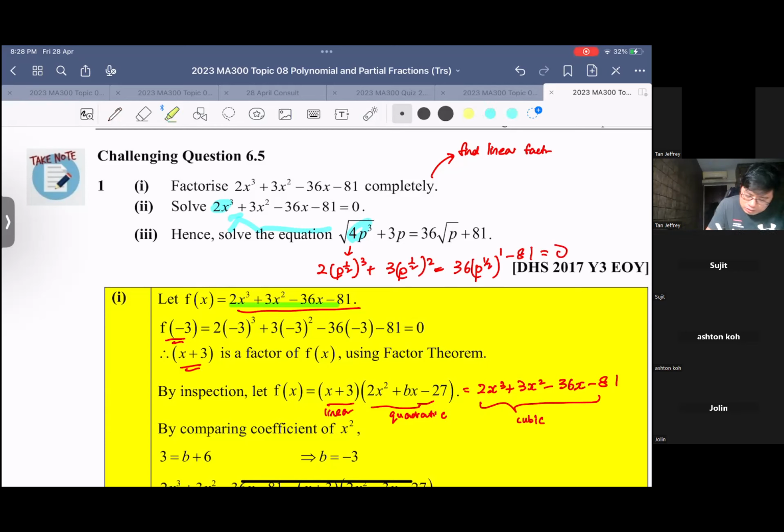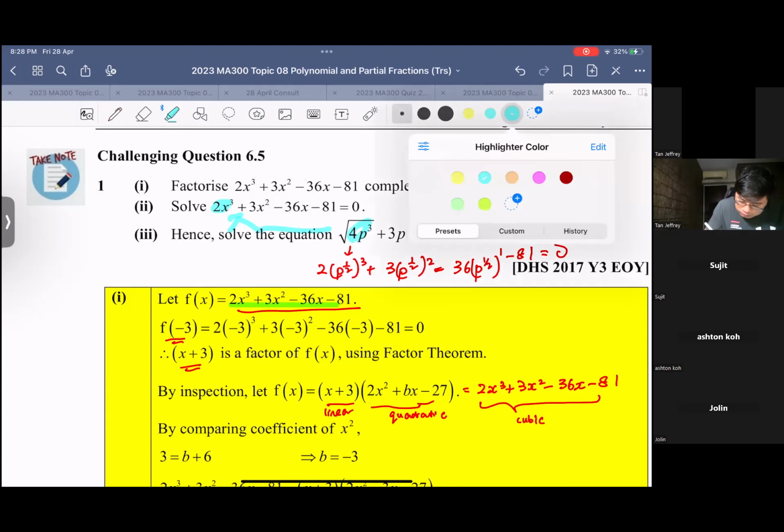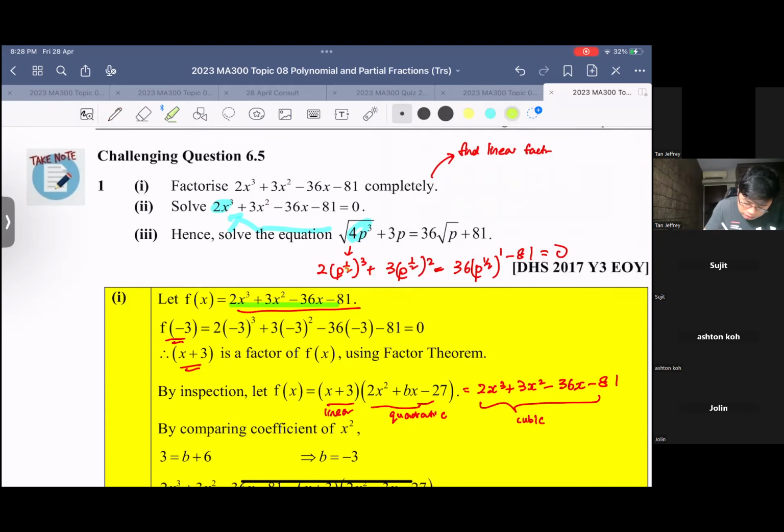Now you see, just look at this and compare with this. What does it look like to you? x equals p power half. Correct, x equals p power half.